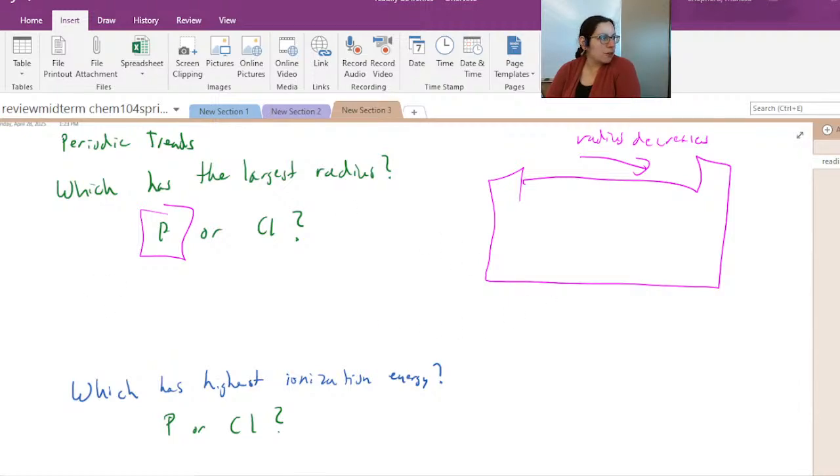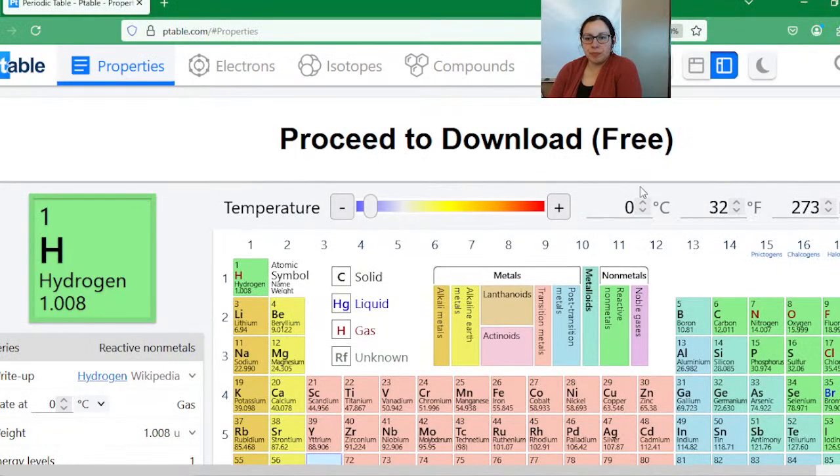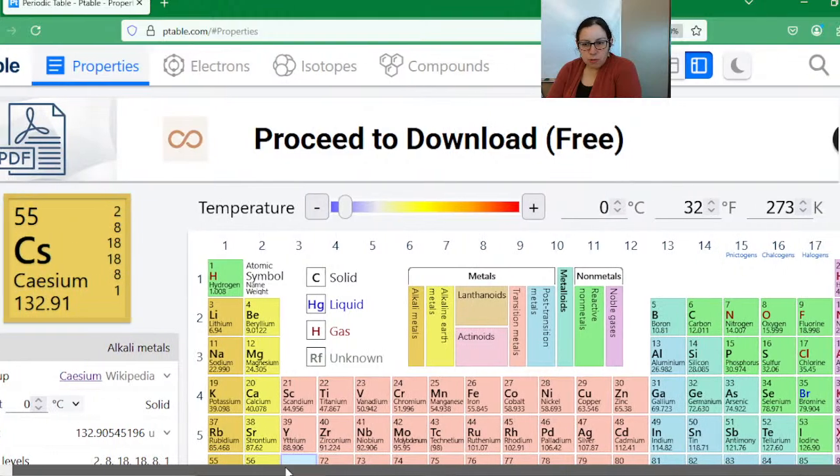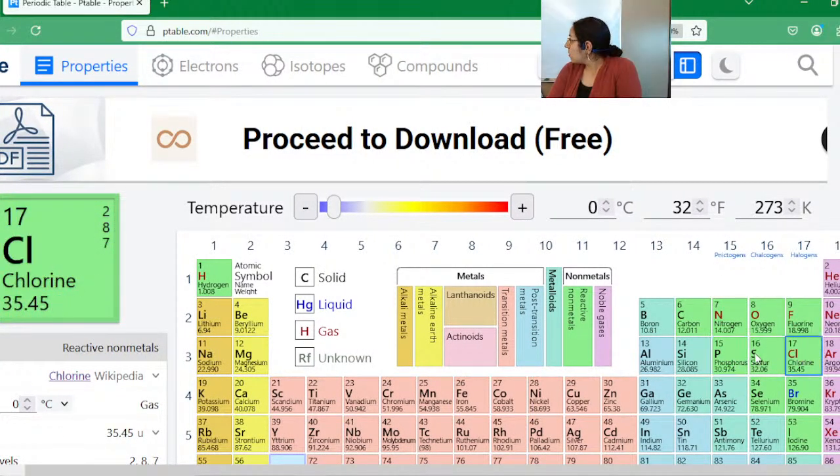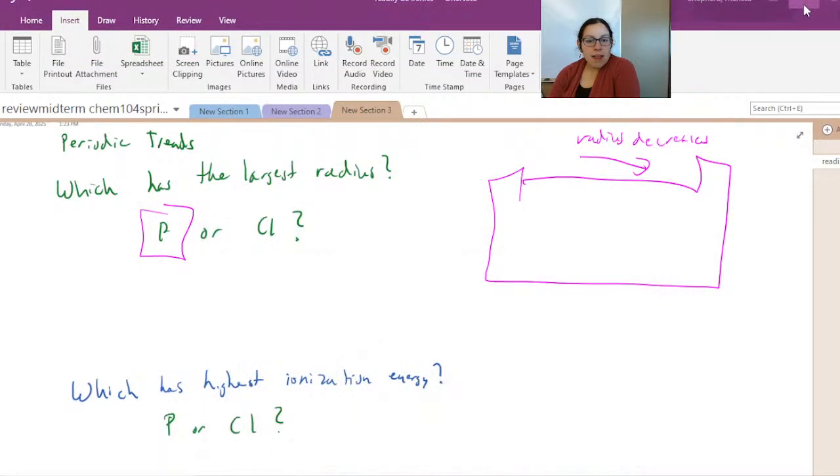Sorry, I was trying to pull up the periodic table. And so we could turn around or look at our periodic table. So phosphorus and chlorine, they're on the same row here. So just like she said, the trend is as we go across, it gets smaller. And so don't forget the why, though. And we can sketch out really quickly what's going on.